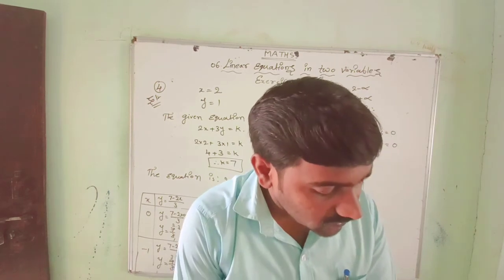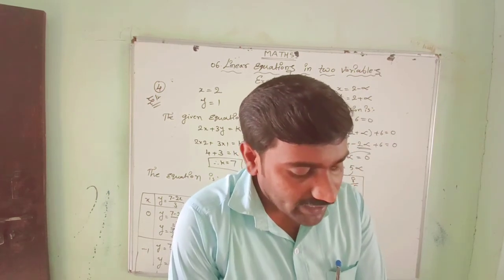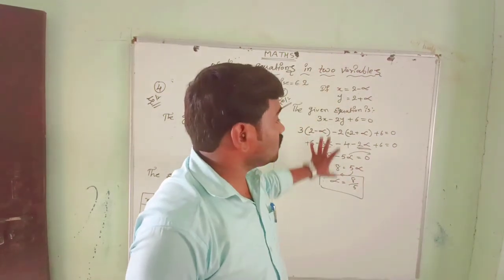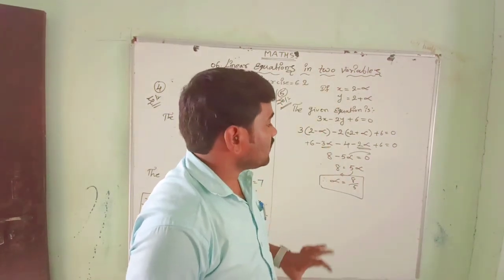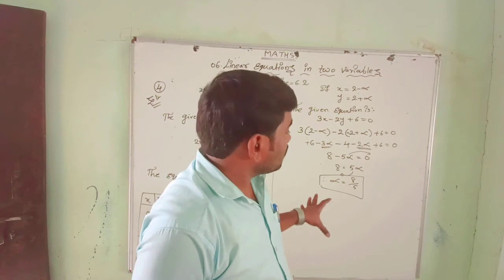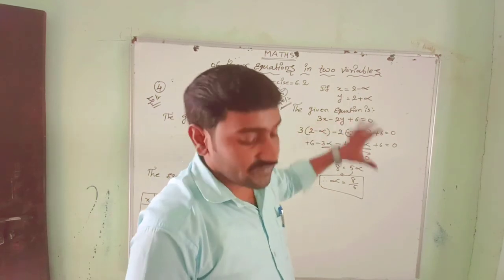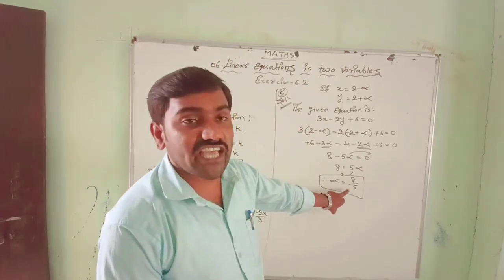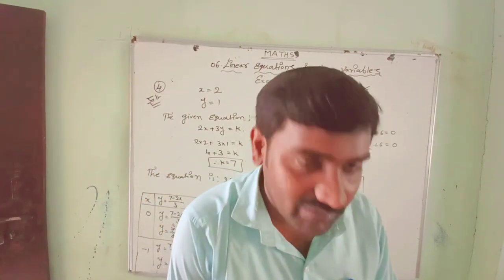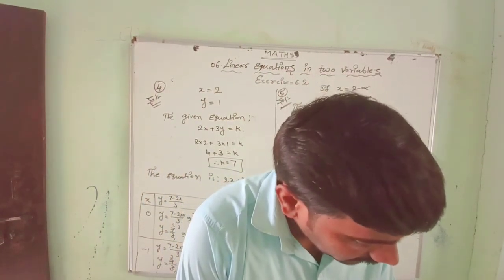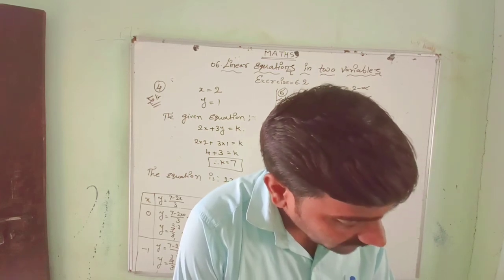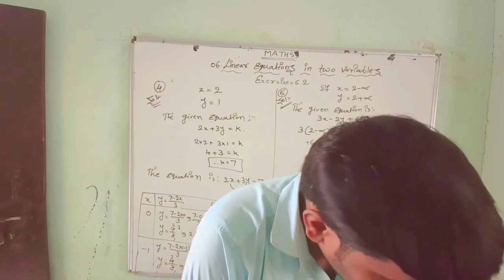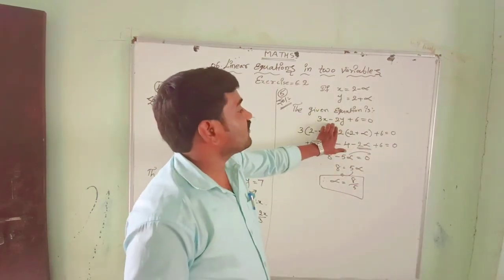See, x equal to 2 minus alpha and y equal to 2 plus alpha is a solution. Already said that these two are the solutions of this given equation. Then find the value of alpha. The value of alpha is 8 by 5. Now we got the value of alpha is 8 by 5. Then find the three more solutions of the resulting equation. We have to find out the three more solutions for this equation.